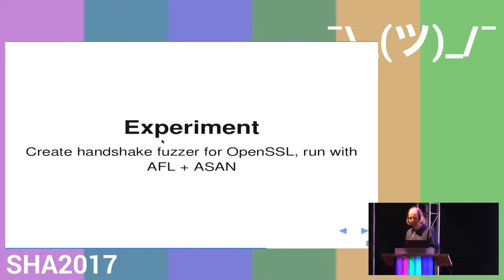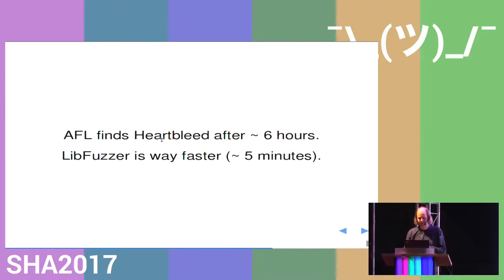So I did an experiment where I tried to fuzz the handshake of OpenSSL. I created a little application that would basically do a handshake with itself, and while doing that, would write out all the handshake messages into files. Then I added functionality so that I could swap out one of these handshake messages with one that I gave it over the command line. With that, I was able to run a fuzzer like AFL against it, in combination with address sanitizer, and after 6 hours, it found Heartbleed.